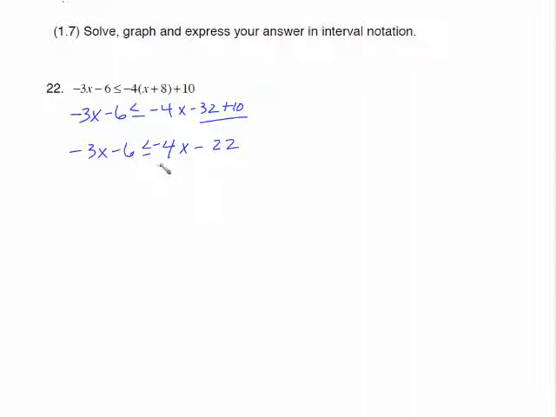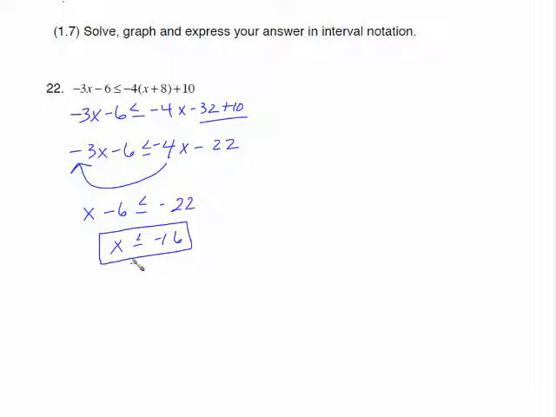Now you want to get your x's on one side and your numbers to the other, and the easiest thing to do is to add 4x over here, which makes this a positive x, and then add 6 to both sides, which gives you negative 16. So this is x less than or equal to negative 16.